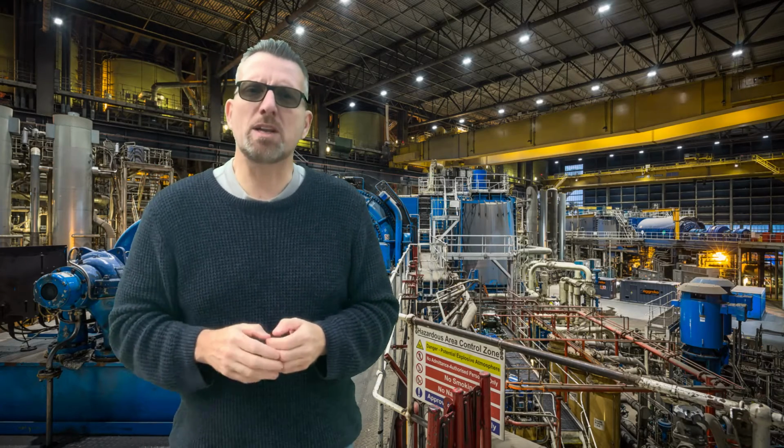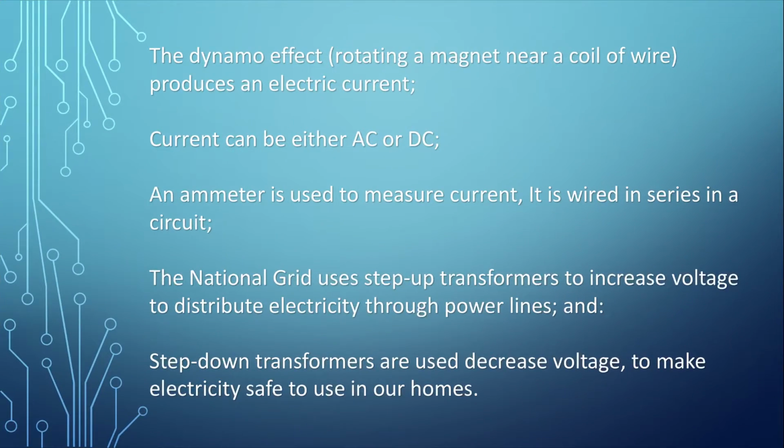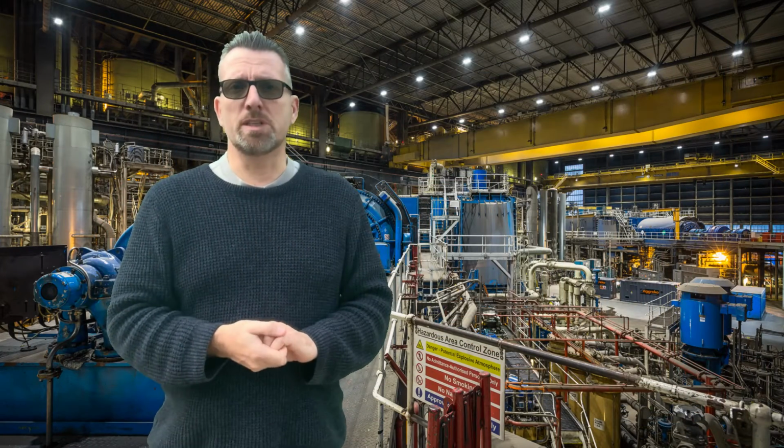So, what are the main facts you need to bear in mind when it comes to producing electricity? Well, the dynamo effect, rotating a magnet near a coil of wire, produces an electric current. Current can be either AC or DC. An ammeter is used to measure current. It's wired in series to a circuit. The national grid uses step-up and step-down transformers, the first to increase voltage, the second to decrease it, to distribute electricity through the power lines. And remember, step-down transformers are used to decrease the voltage to make it safe to use in our home. So that's how electricity is produced and distributed.